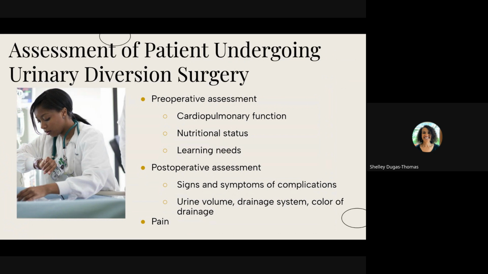Cardiopulmonary function assessments are performed because patients undergoing cystectomy are often older adults who may be at greatest risk for cardiac and respiratory complications. A nutritional status assessment is important because of possible poor nutritional intake related to underlying health problems. And learning needs are assessed in consultation with the nurse and possibly the dietitian. And if your hospital has a urostomy or ostomy nurse, they may help as well.